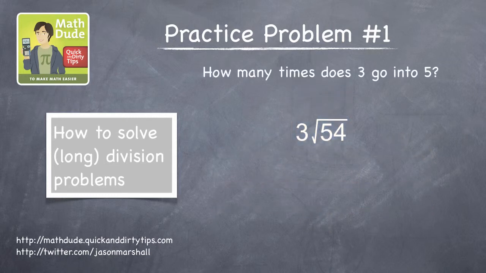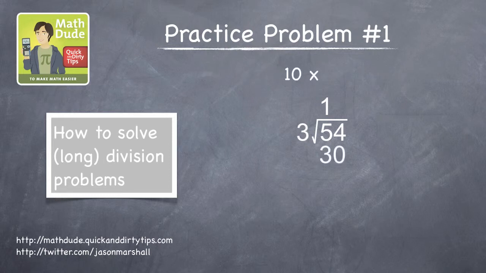Start with the question, how many times does 3 go into 5? In other words, what's the biggest number we can multiply by 3 and have the answer be less than 5? Well, it's 1, since 1 times 3 is 3, which is less than 5, and 2 times 3 equals 6, which is greater than 5. Remember that 1 really represents 10 since it's in the tens place. So 10 times 3 is 30.